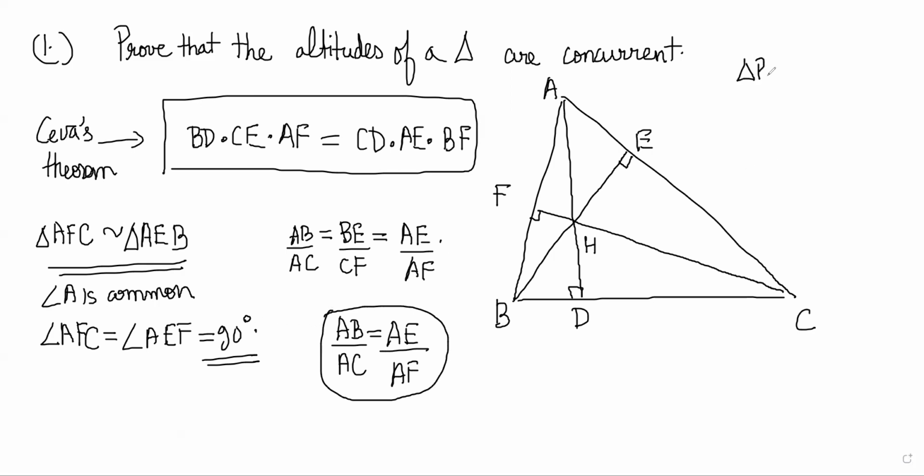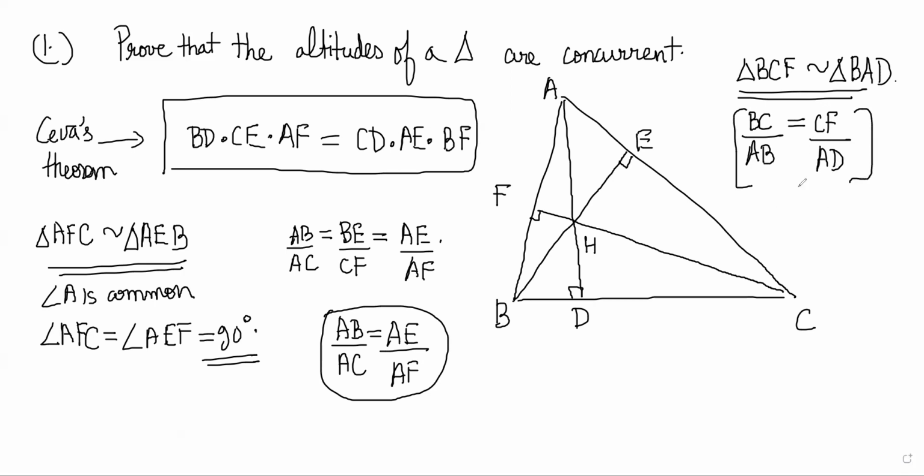Similarly, you can say that triangle BCF is similar to triangle BAD. Again, because angle B is common and 90 degrees is common. So let's write the ratios for BCF and BAD. So we'll say BC in triangle BCF and AB in triangle BAD are opposite to the 90 degrees, and then this is equal to CF by AD. So I'm getting this result from here, right?